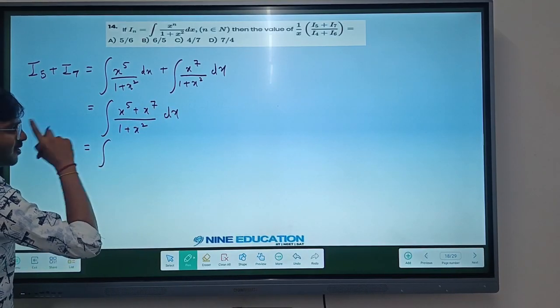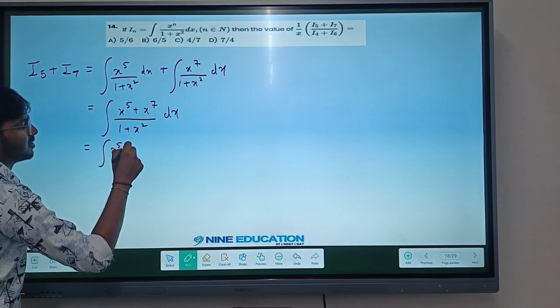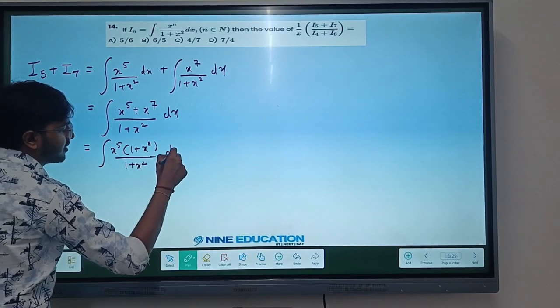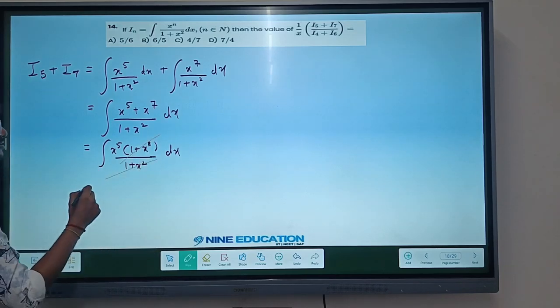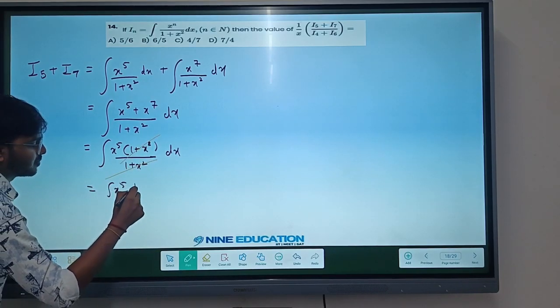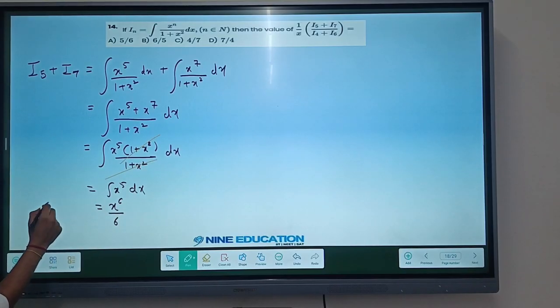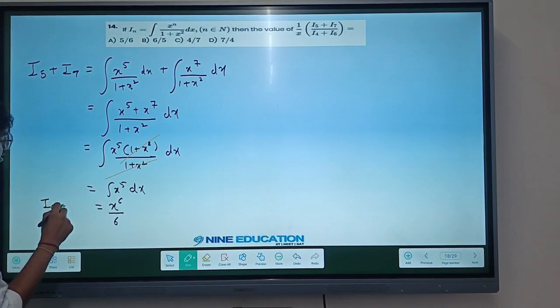So what can you take common? x power 5, if you take common, what will you get? 1 plus x square into 1 divided by 1 plus x square dx. 1 plus x square, 1 plus x square cancel. So what remains? Integration of x power 5 dx, which is x power 6 by 6, and this is the value of I5 plus I7.